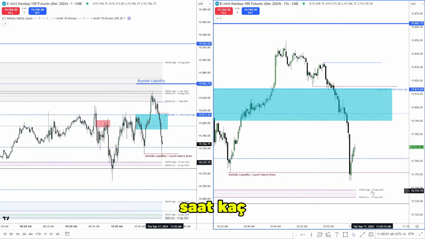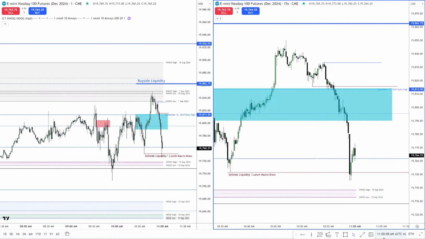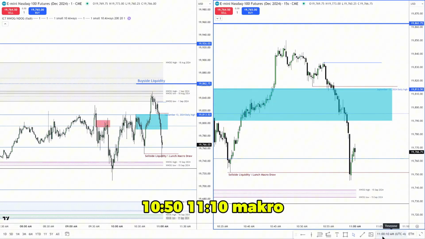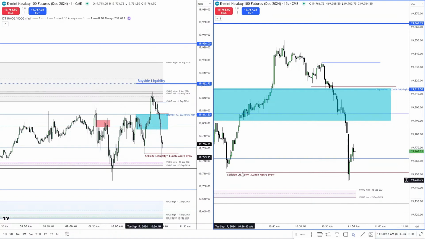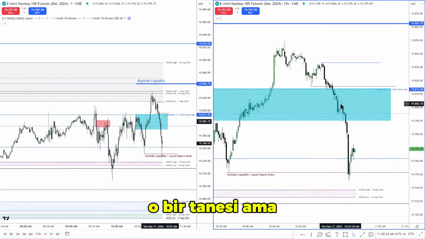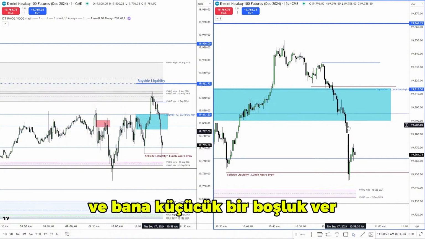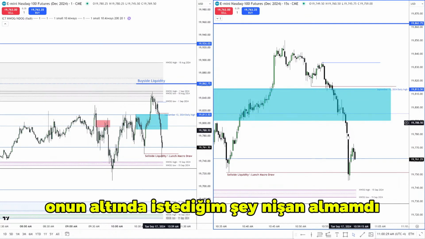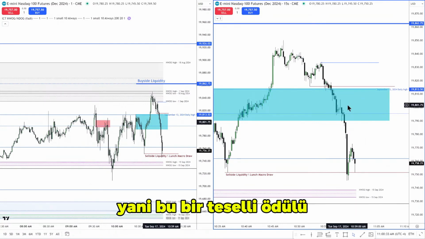What time is it? 10:50, 11:10 macro. Sell side. That little gap right there, that's the one. But I wanted to see it come down and give me one tiny little gap below that. That was the one I was wanting, the AIM one. But I gave you this before it happened, so it's a consolation prize.